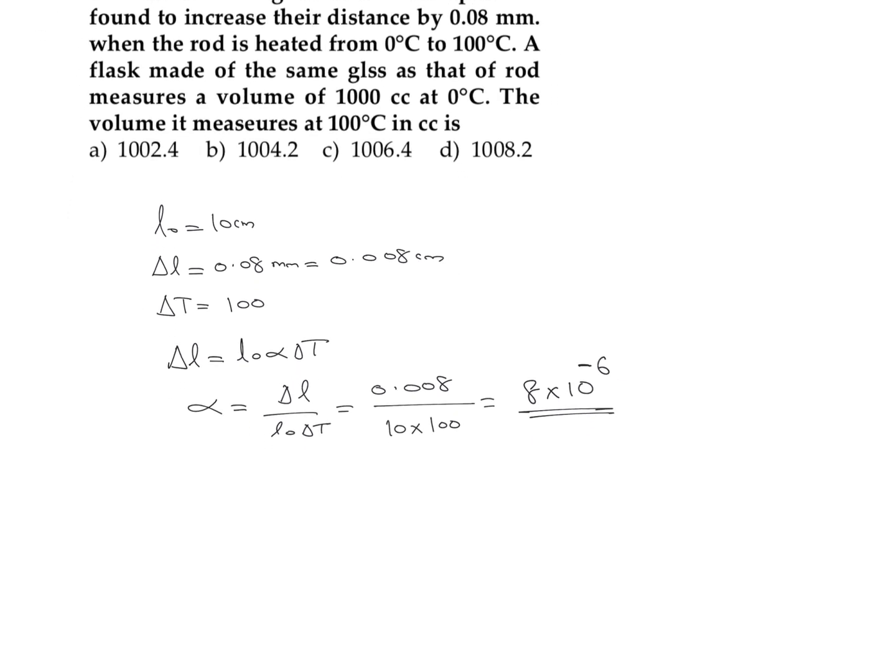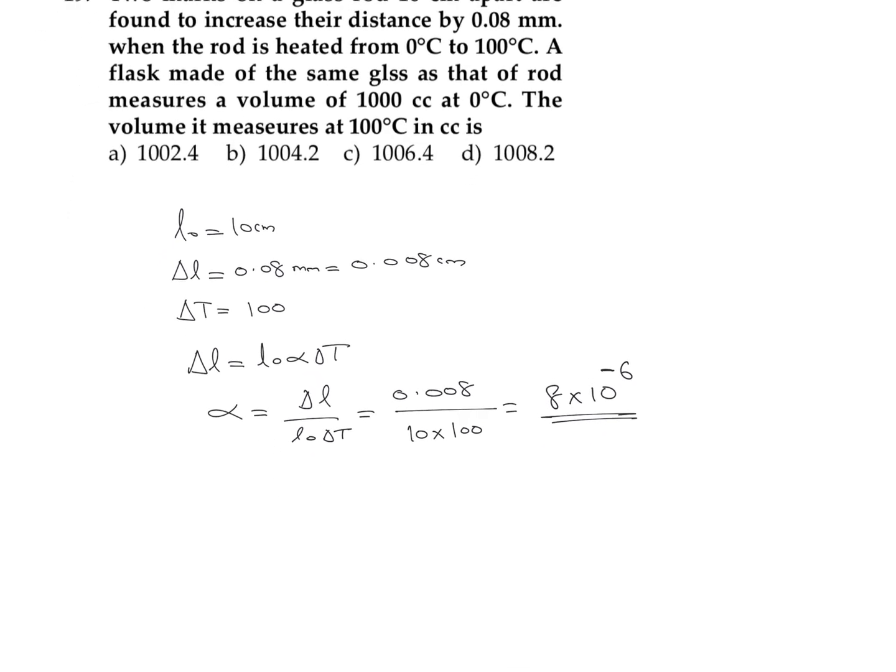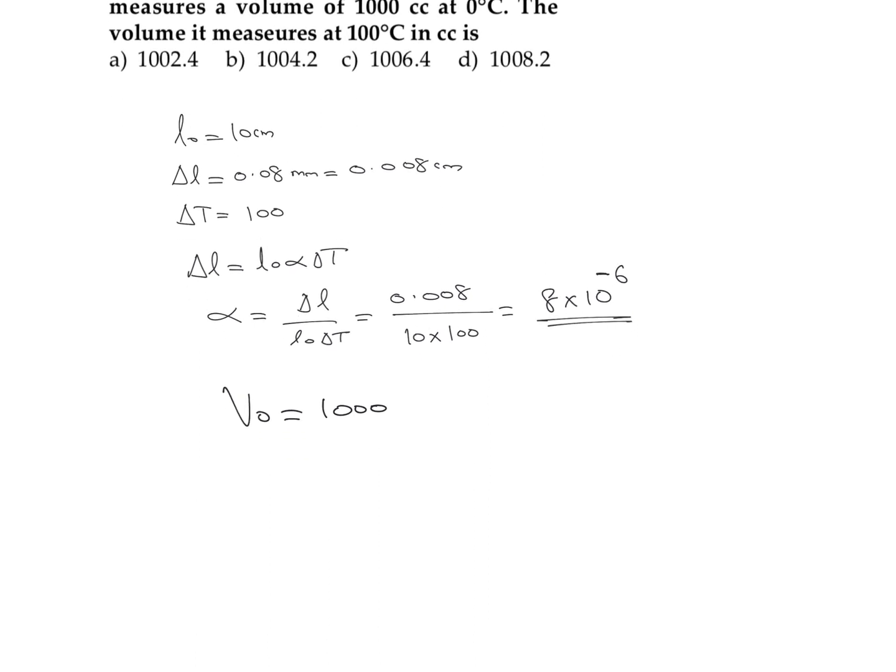A flask made up of the same glass as that of the rod measures a volume of 1000 centimeter cube at 0 degrees Celsius. That means the volume of that container, which is made up of glass, or its initial volume was something like 1000 centimeter cube, and the volume it measures at 100 degrees Celsius is. So we can find out the value of its change in volume.